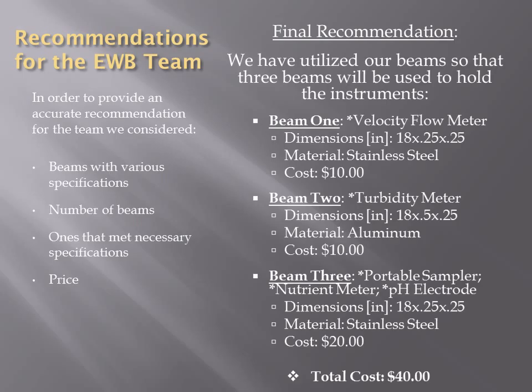Beam 3 would hold 3 objects: the portable sampler, the nutrient meter, and the pH electrode. It has dimensions in inches of 18 by a quarter by a quarter. Its material is stainless steel and it costs $20. This gives us a total cost of $40.